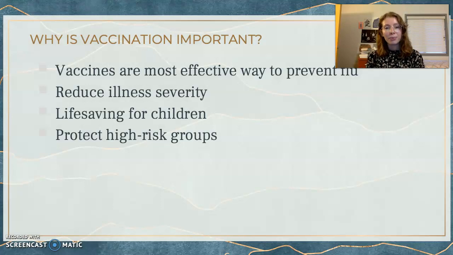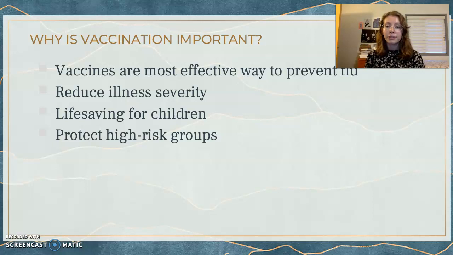So why is vaccination important? Vaccines are by far the most effective way to prevent the flu. In the 2019 to 20 flu season alone, vaccination prevented an estimated 7.5 million illnesses. While people can be treated with antiviral drugs after they've contracted the flu, the prevention is still much preferred, especially because of emerging drug resistance in different strains. Vaccines also reduce illness severity. So again, in the 2019 to 20 flu season, vaccination reduced the number of hospitalizations by an estimated 105,000.